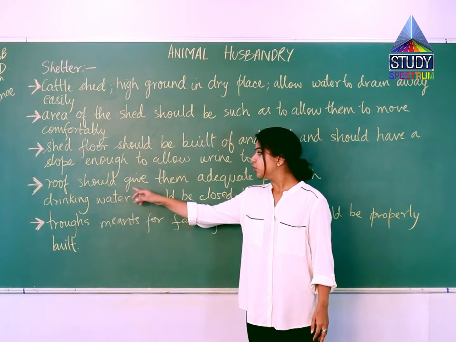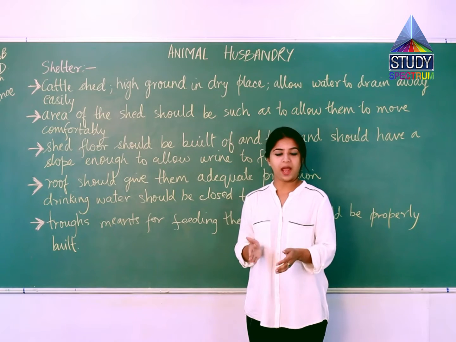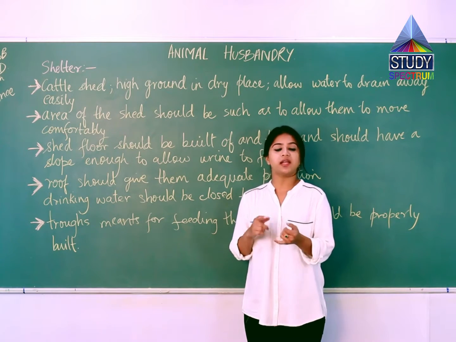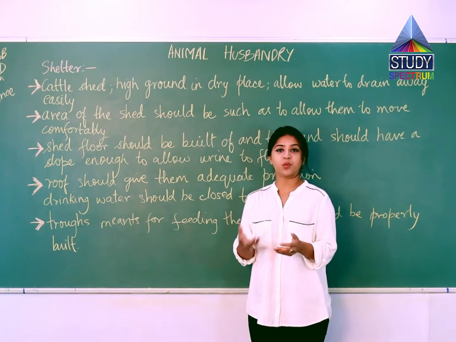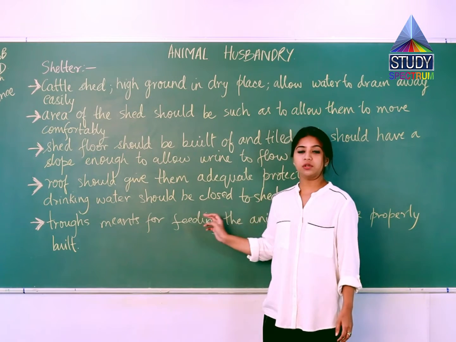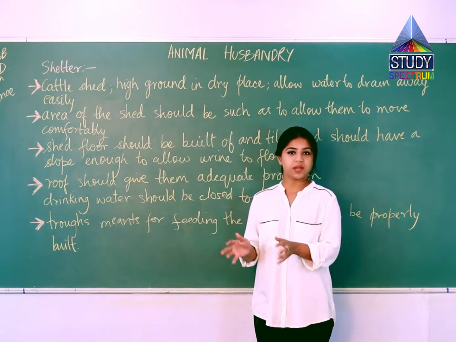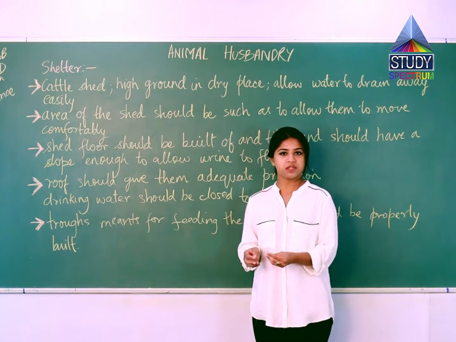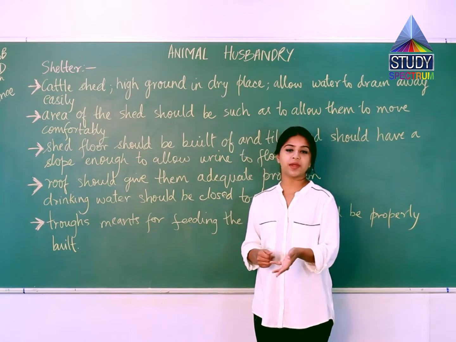Also the roof should give them complete protection. The roof should be planned and built in such a way that complete protection against sun and excessive rain is provided to them. Also, the drinking water should be kept at a very nearby place. When the drinking water is kept nearby, even though the animals are tied, it becomes easy for them to move around and consume the water.